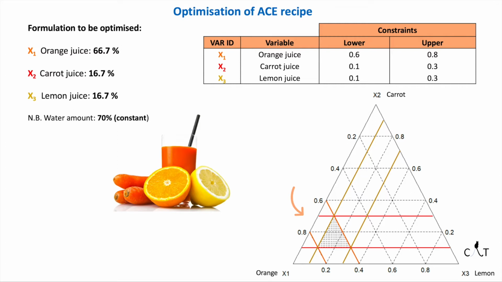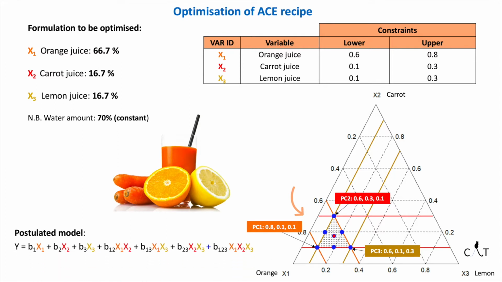And therefore, we can work with pseudocomponents. Let's have a look at them. Pseudocomponent 1, pseudocomponent 2, and pseudocomponent 3. So, within this experimental domain, we can set our experimental matrix composed by 7 experiments, and from these, we can get the postulated model, including the linear, quadratic, and cubic terms.